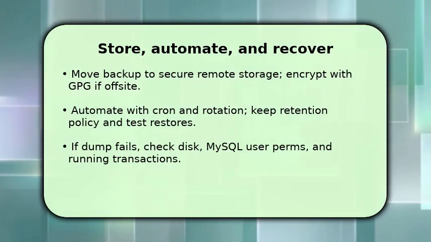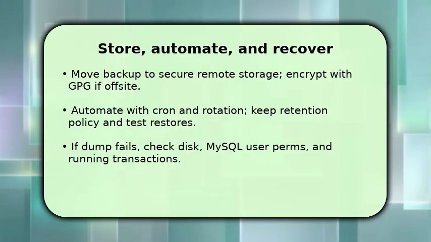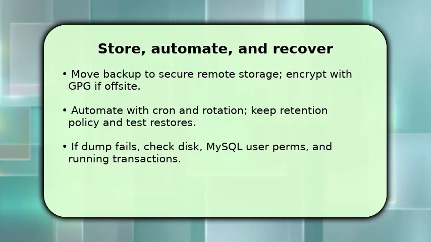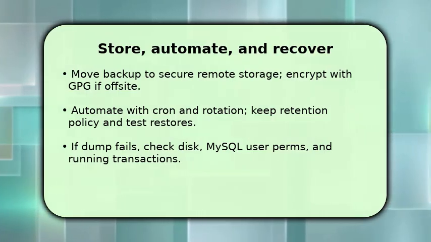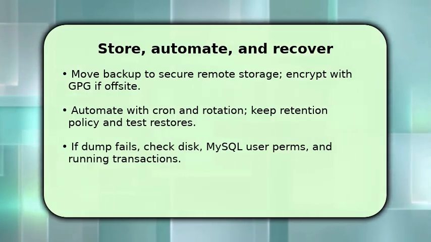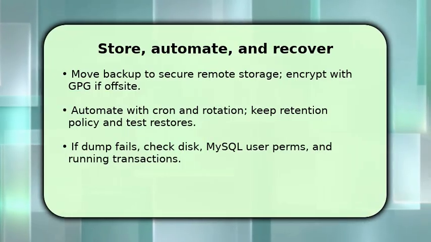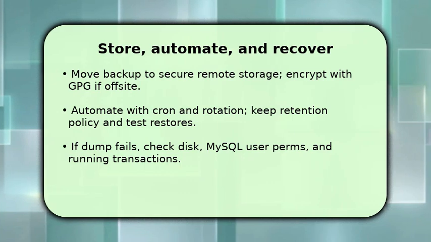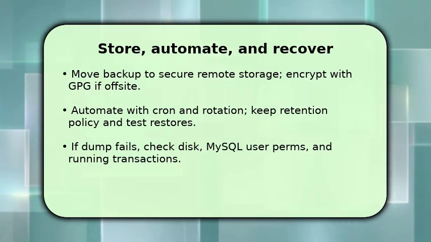Finish by moving the compressed backup to secure storage, an offsite server or S3 compatible bucket, and consider GPG encryption for transit and at rest. Automate the whole sequence with a cron job and implement rotation and retention so old backups are pruned. Crucially, test a restore on a staging server to ensure backups are valid and complete.